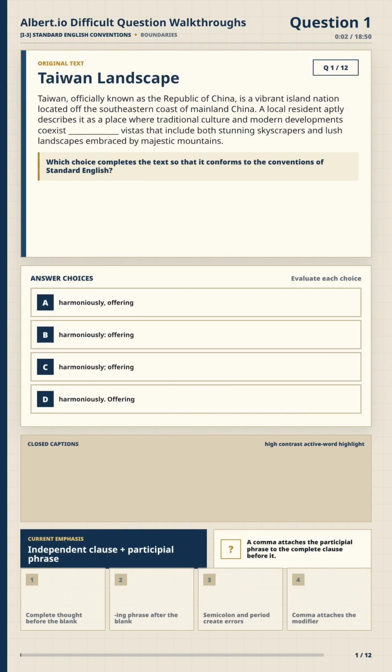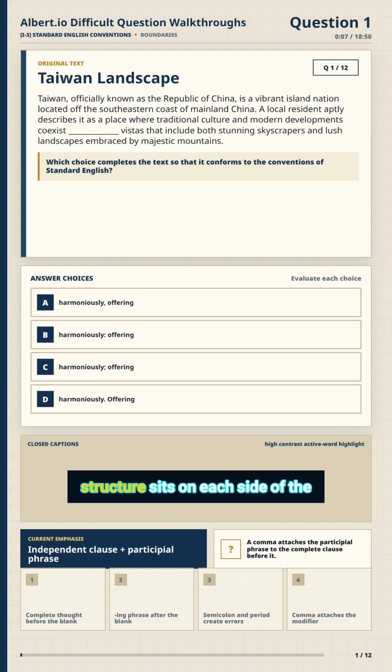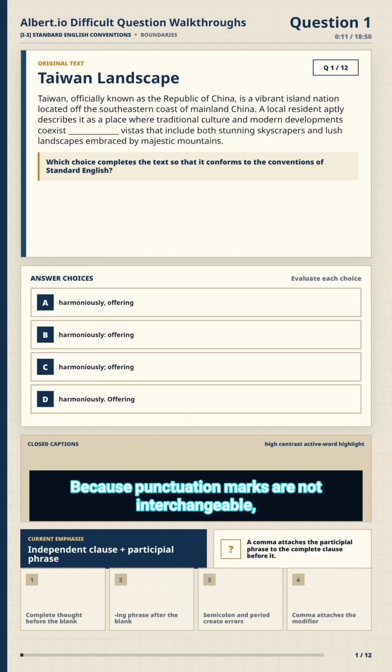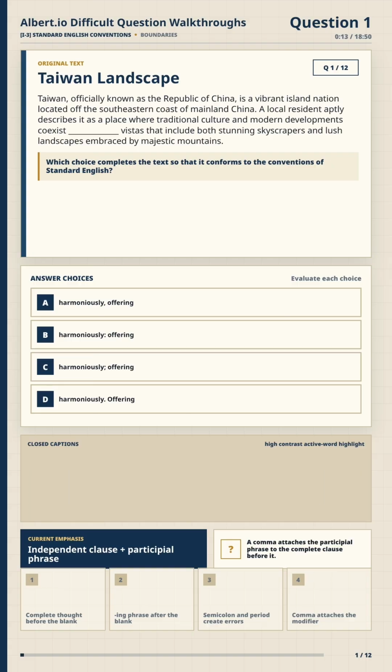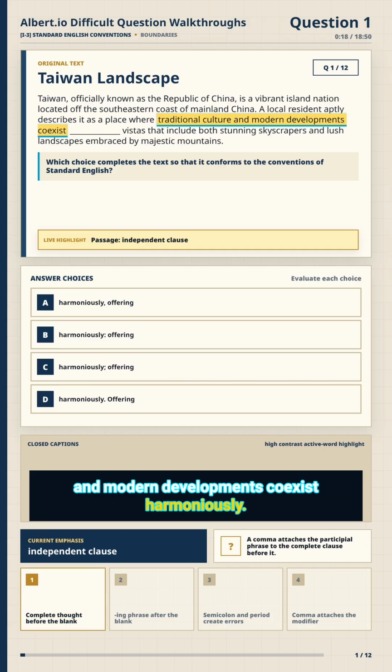Question 1. The way to approach any boundaries question is to identify what kind of grammatical structure sits on each side of the blank. Because punctuation marks are not interchangeable, each one has a very specific job. Before this blank, we have: traditional culture and modern developments coexist harmoniously.